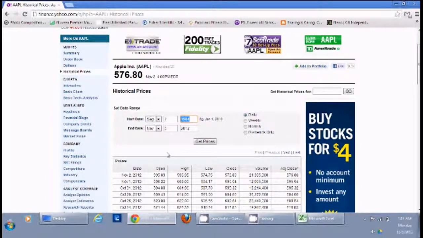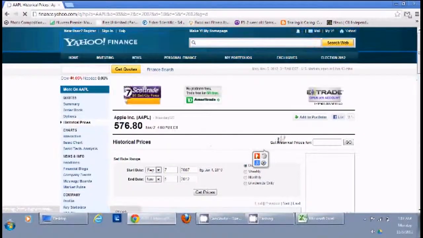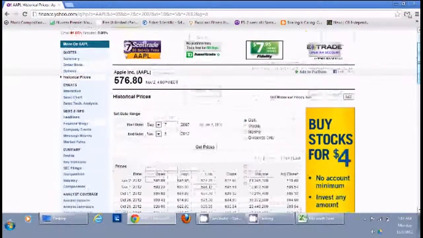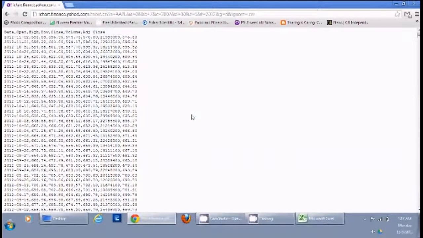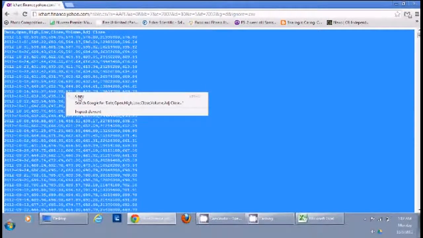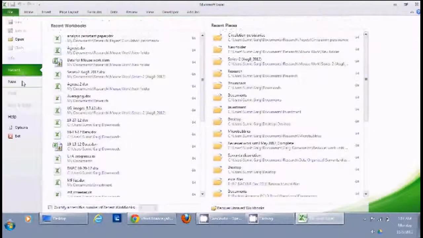So instead of 1984, I'm putting 2000. No, this is 1007, and now I say get prices. Now it gives me new price details, and then I can go down and say download to spreadsheet. This gives me all these numbers. I can select these numbers, copy them, and then paste them in an Excel sheet.